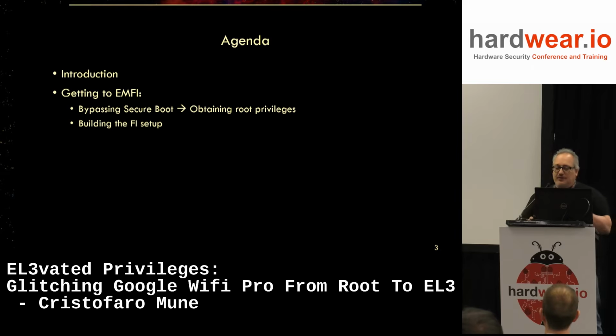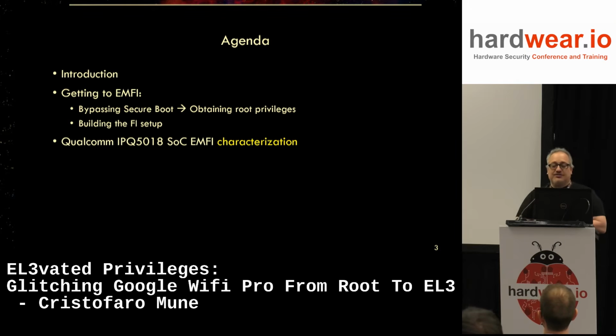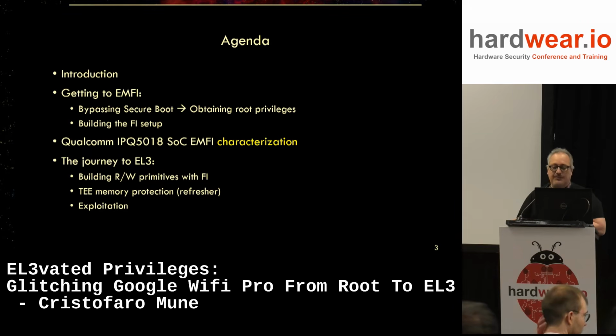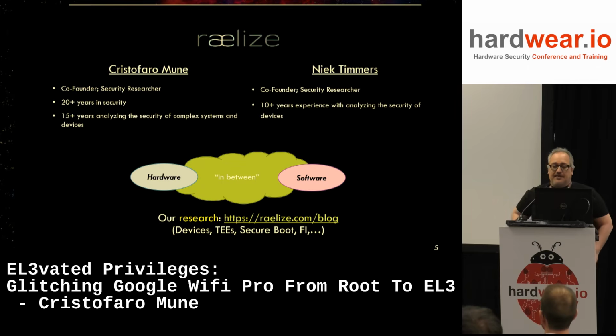So, for us, we are going through the introduction. We are going to see how to get to EMFI, what is needed, basically. This will require bypassing secure boot on the device first and obtaining root privileges, which would be a talk by itself already. Actually, it's been already done. And building the fault injection setup. We are going to characterize our target, our SoC, system on chip. And then from what we obtain, we go to EL3, to the highest privileges. Let's do this together.